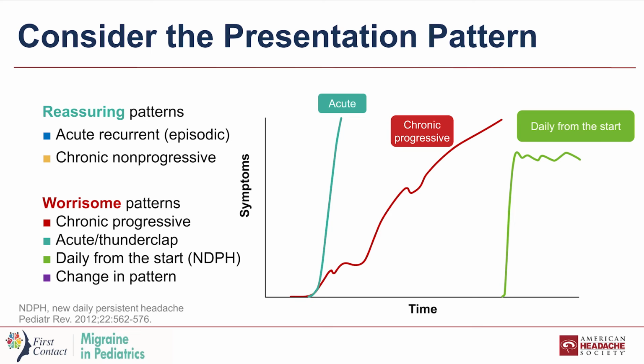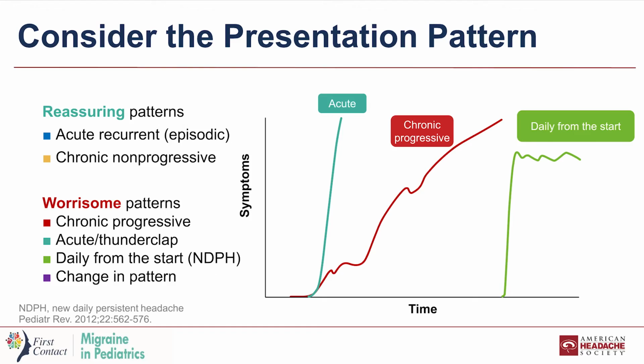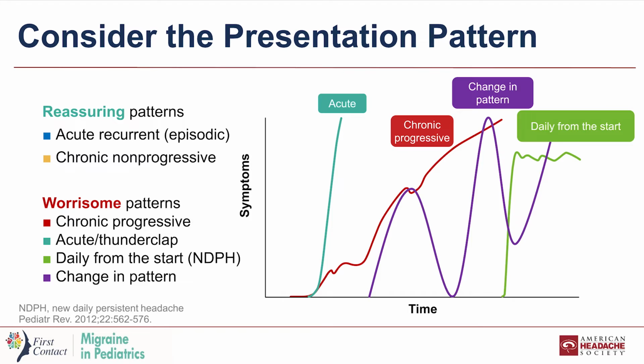The new daily persistent headache is a headache that starts one day and doesn't go away. It doesn't typically get worse and worse and worse like the chronic progressive headache, but it doesn't really get any better at all as time goes on. Now, while new daily persistent headache is technically a primary headache disorder, it can be a pattern that we see in other pathologies such as cerebral sinus venous thrombosis.